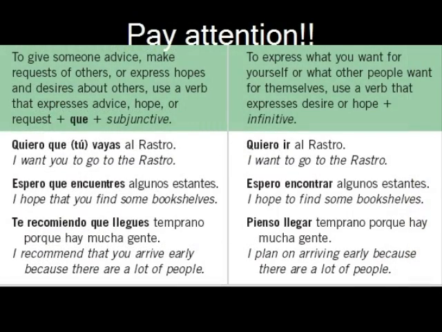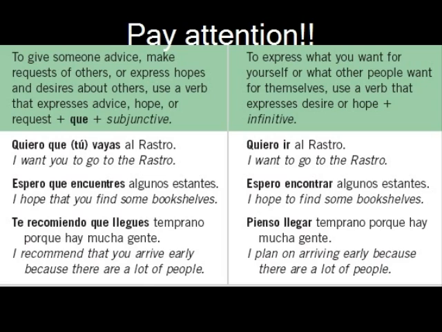All right, to wrap it up, this is our last piece. On the left, it says that we're going to use the subjunctive to give someone advice, to make requests of others, to express hopes and desires about others, and use a verb that expresses advice, hope, or request, plus que, plus the subjunctive. Quiero que vayas al rastro, espero que encuentres algunos estantes, or te recomiendo que llegues temprano, porque hay mucha gente.